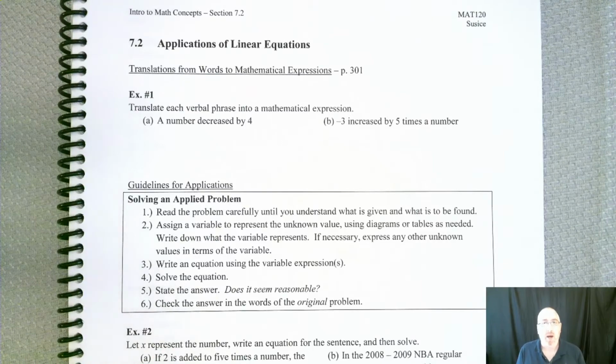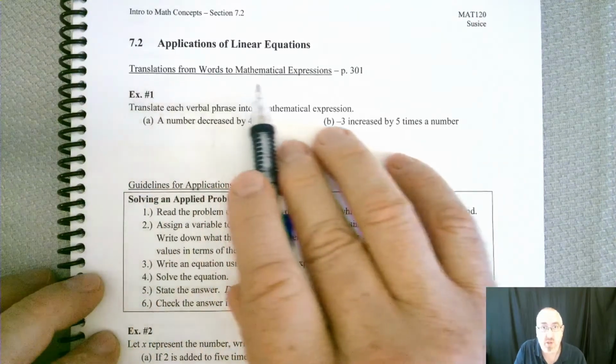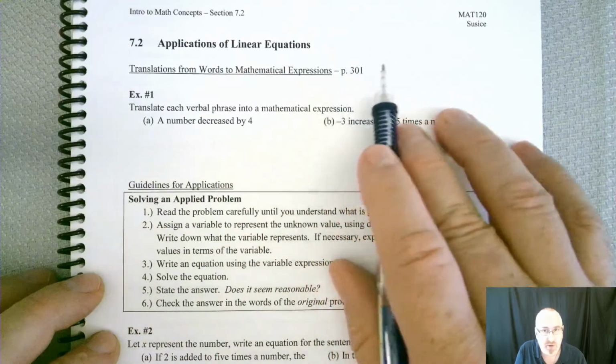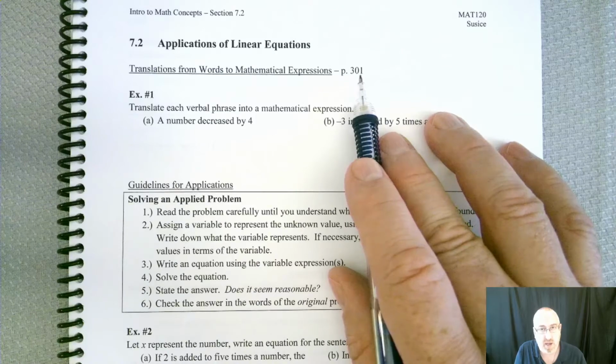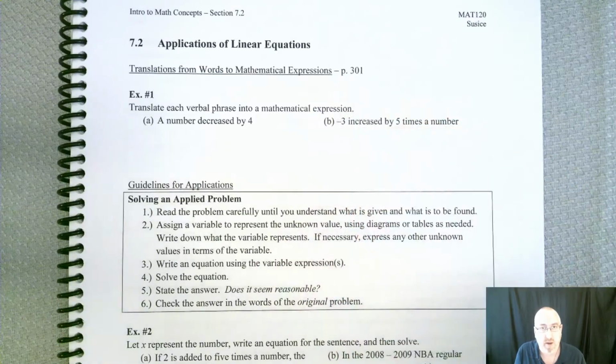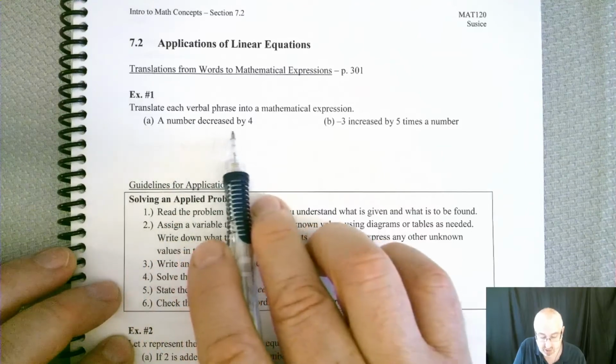So, the first part of this, though, is just getting into some translations from words to mathematical expressions. I'm pretty sure this page is correct, but it's one of the first pages of the section. So if it's not quite right, just look for it and you'll find it. Now, some of these terms you've probably heard before. Some of them you might not be familiar with, but once we do a couple of examples, you'll see where we're going with it.